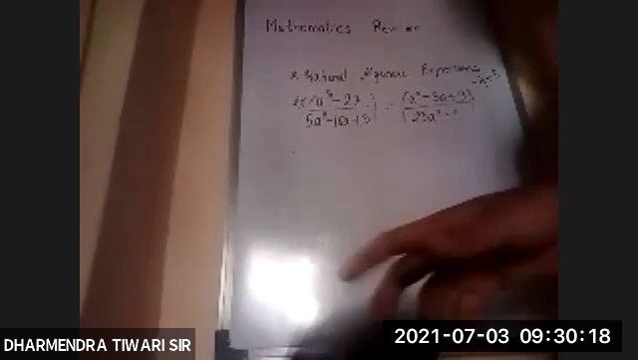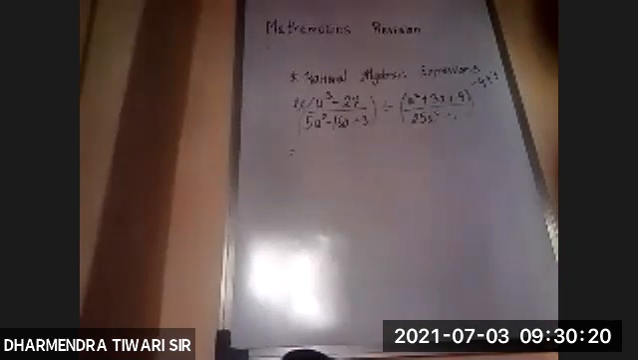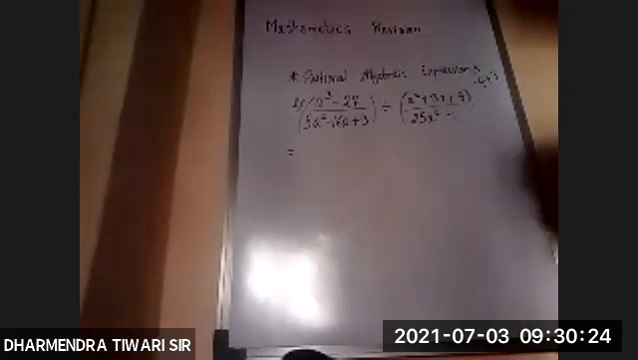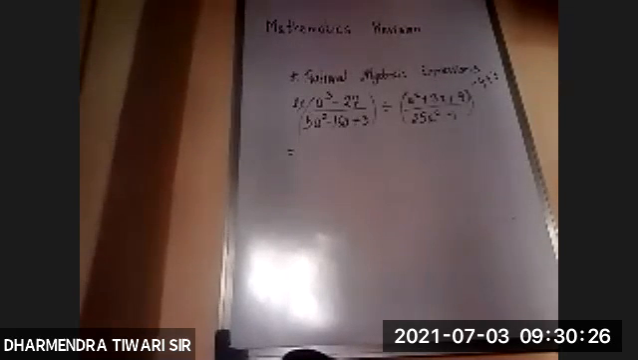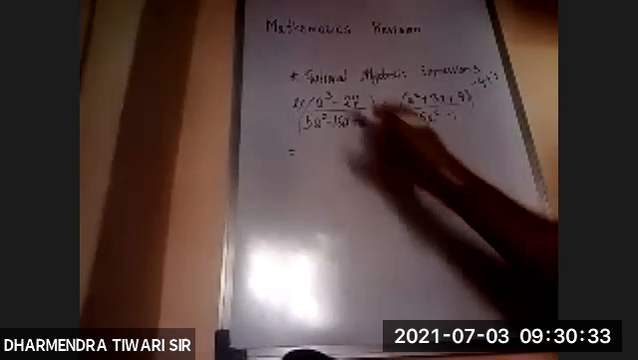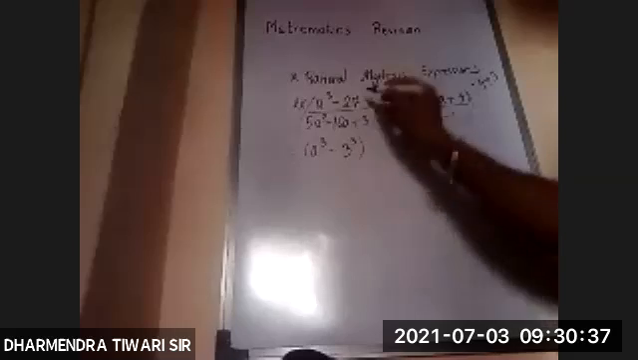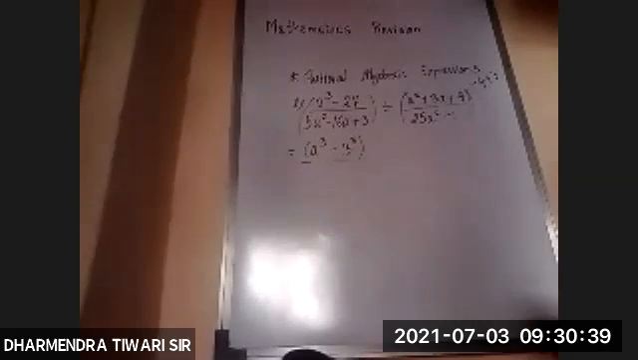But at the same time, we can do factorization if possible. It will reduce our steps as well as efforts. At the same time, you can write this as a cube minus 3 cube. 27 is the cube of 3, as you're very much familiar with this.